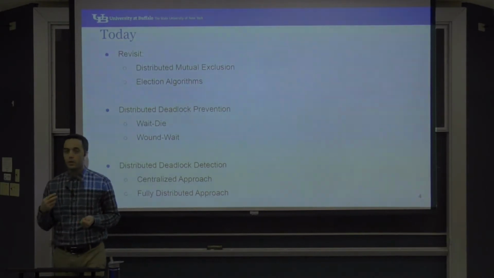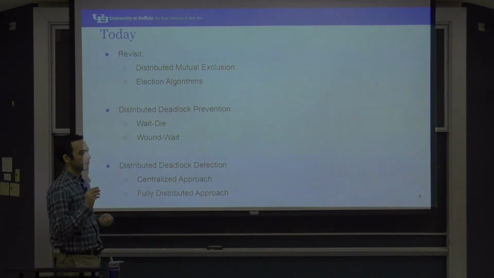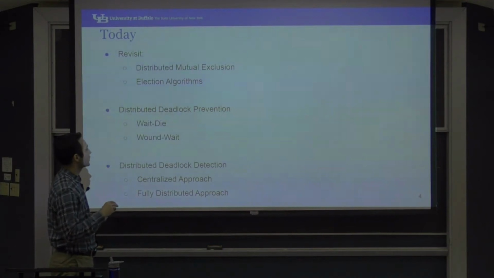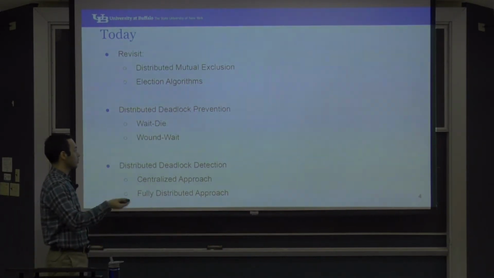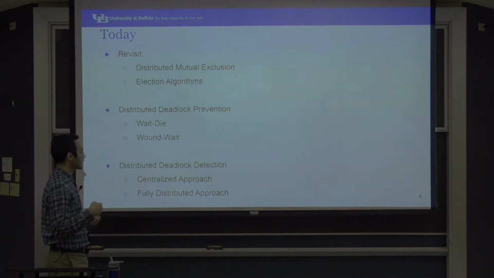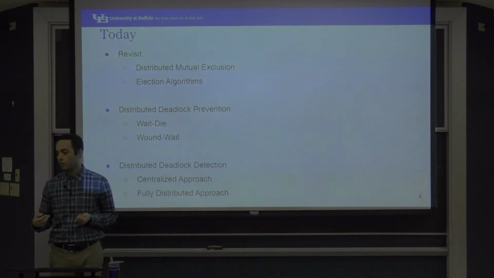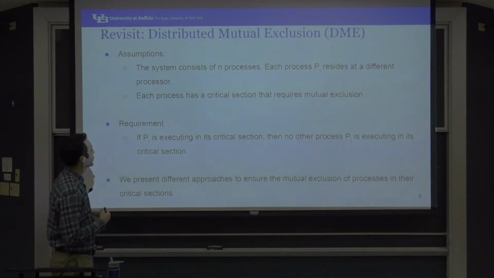Today we're going to do a quick recap on the topics of distributed systems lecture 1, and then we're going to cover distributed deadlock prevention, wait-die and wound-wait. These are two different algorithms. And also distributed deadlock detection, which again has a centralized approach and a fully distributed approach. All right, so a recap on distributed mutual exclusion.